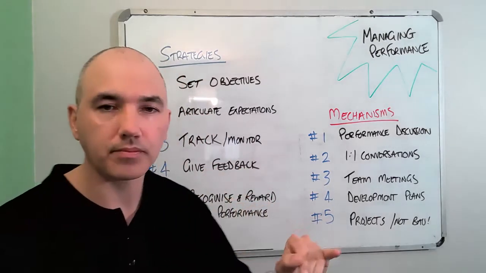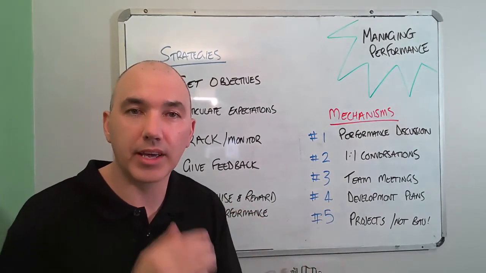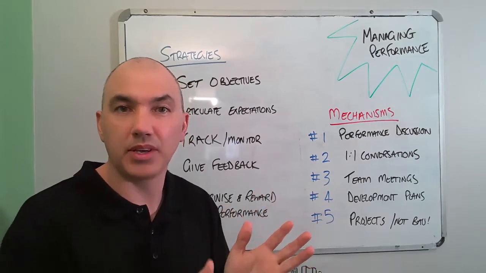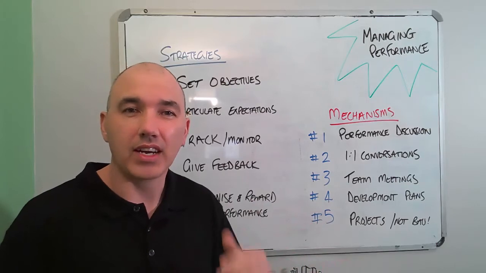Number four, it's around giving feedback. So we've tracked it. We're monitoring their performance. Maybe the objective that we set is a bit too easy. So we need to give them a bit of feedback. Maybe we need to readjust it.